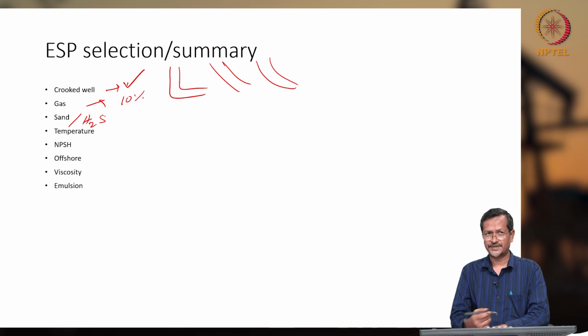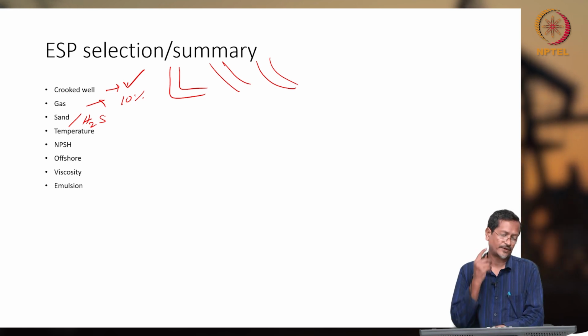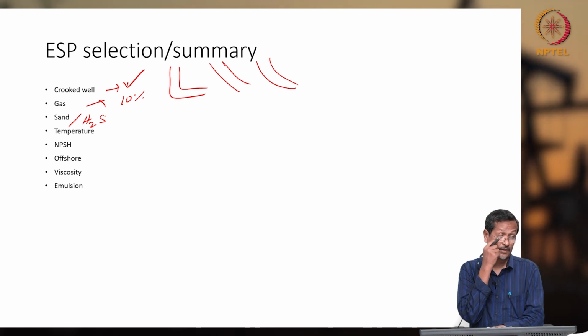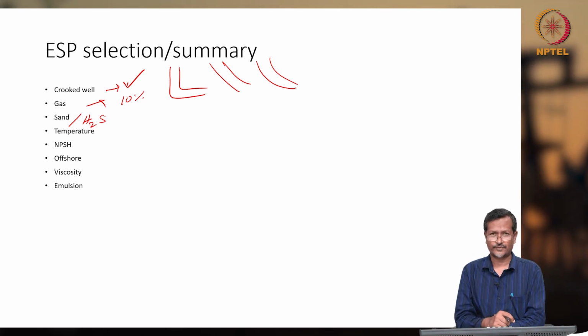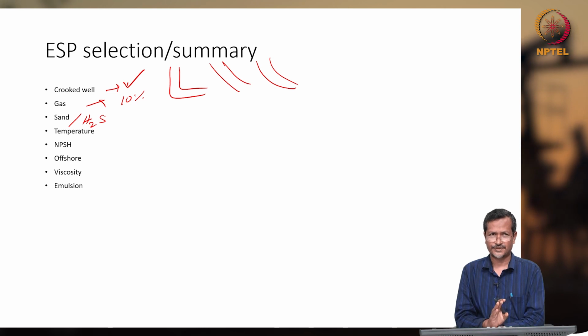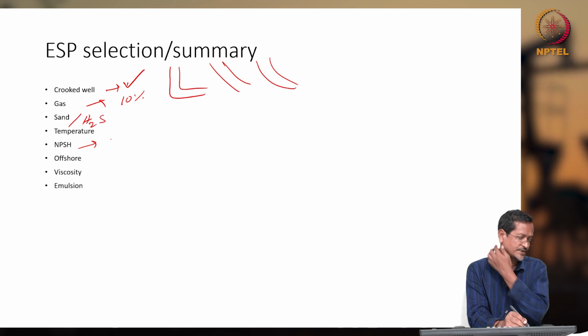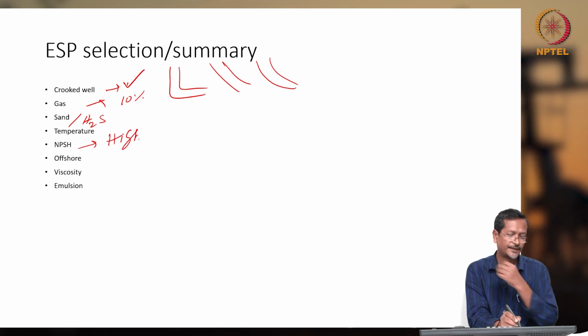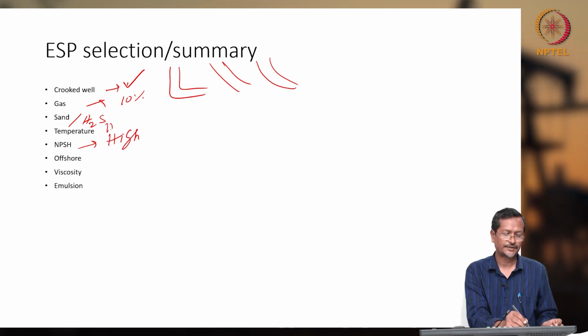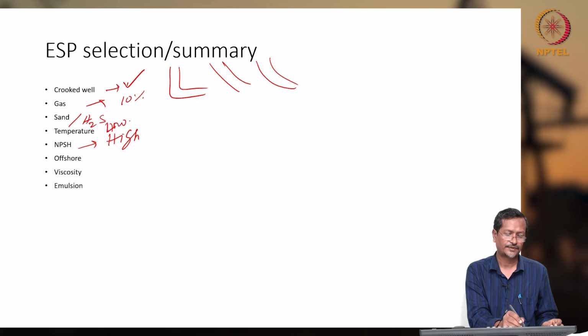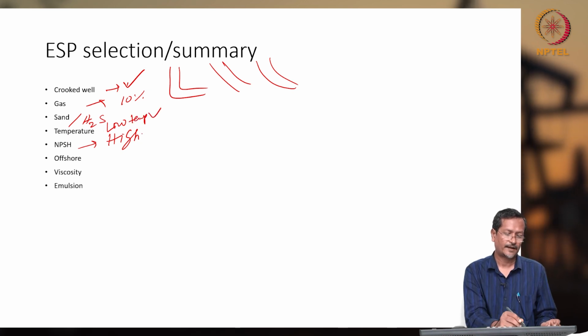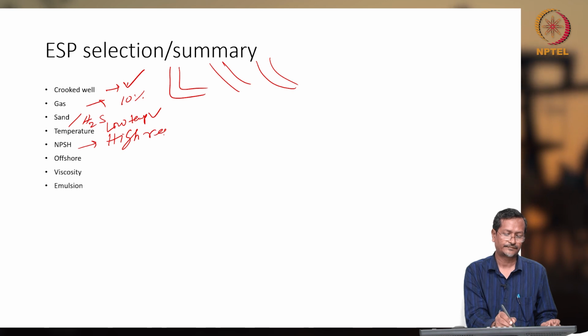NPSH. So a centrifugal pump or ESP system needs the highest NPSH among all the artificial lifting techniques. For example, you have PCP or sucker rod pump here. They need a very small amount of initial pressure or suction pressure, but ESP needs a very high amount of suction pressure. So suction pressure needs to be high. Okay, temperature, high NPSH required.